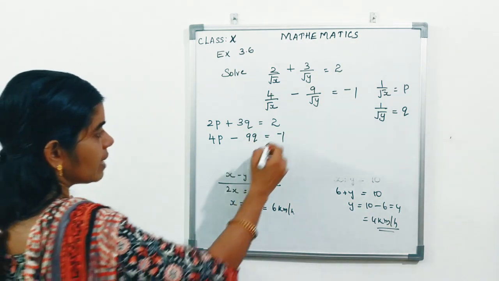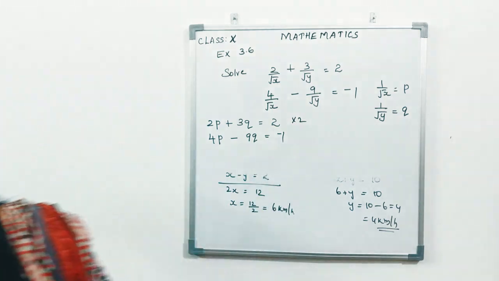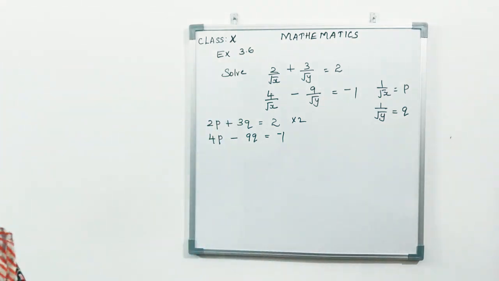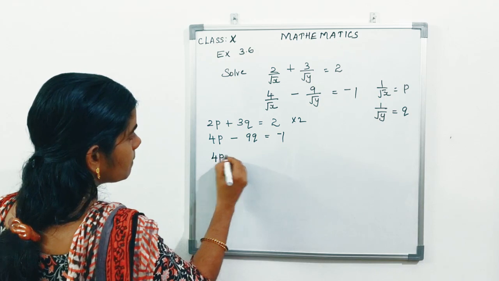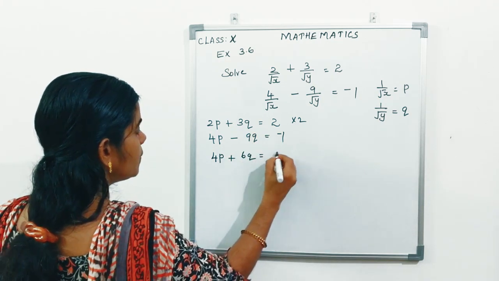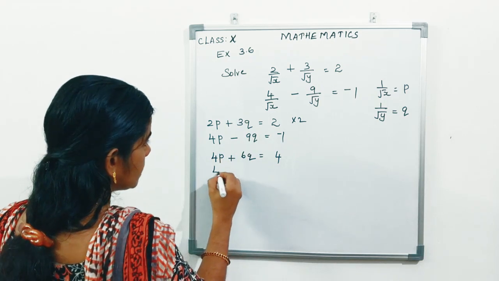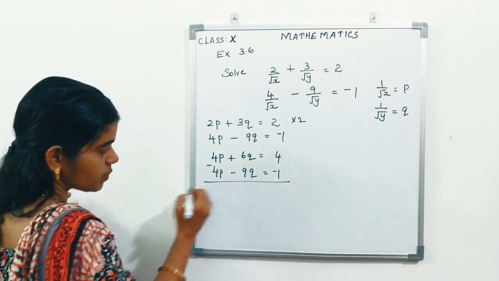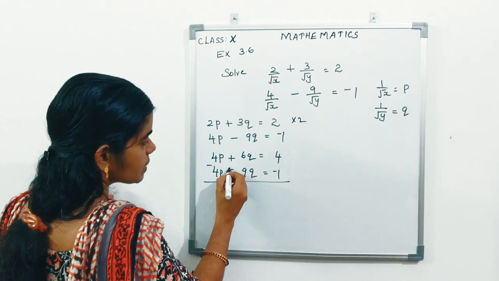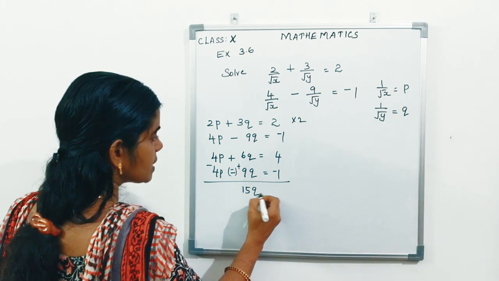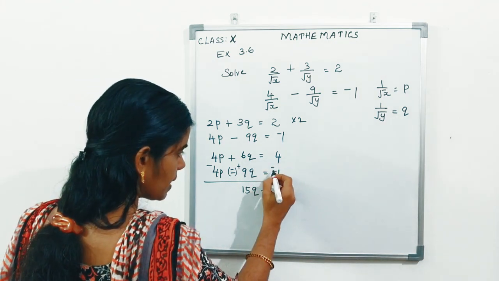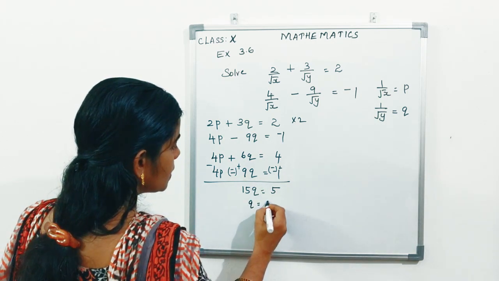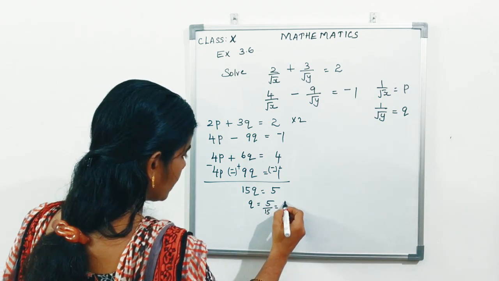Then the first equation we can multiply by 2. Then 4p plus 6q is equal to 4. Multiplying with 2. Then 4p minus 9q is equal to minus 1. Subtracting, this will be cancelled. Then here one more minus will come, this will become plus. 15q is equal to, here also one more minus, this will become plus, 15q is equal to 5. q is equal to 5 by 15, that is equal to 1 by 3.